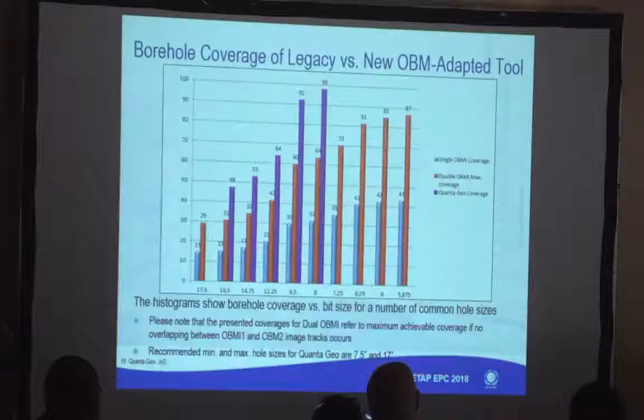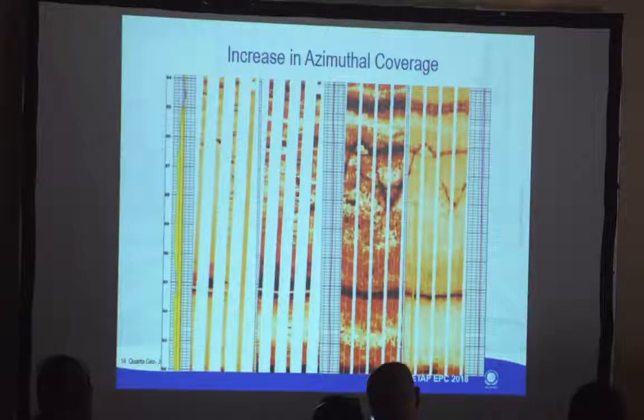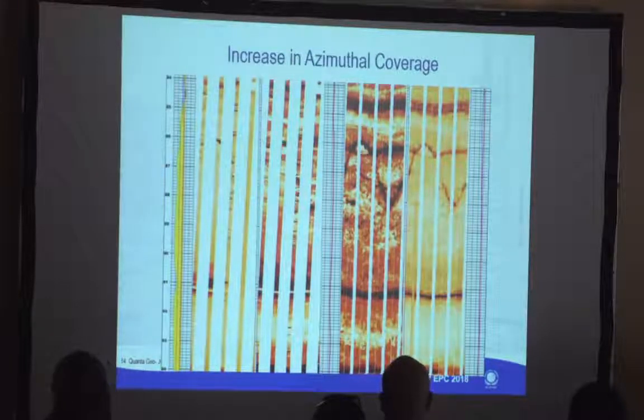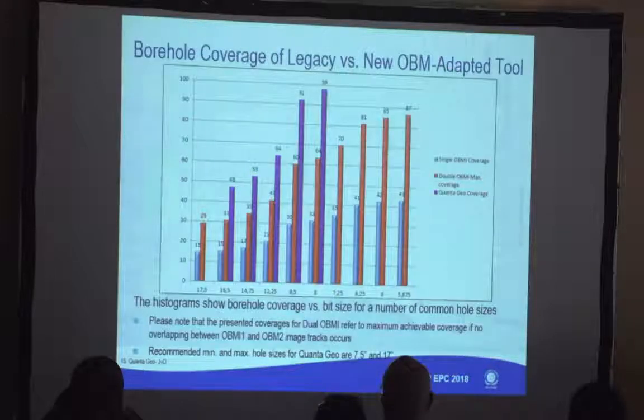The increase in coverage with respect to the previous generation, the legacy tool, is phenomenal. This is a good example of what happens if you don't have enough azimuthal coverage. You completely miss some of these features, like in this case, which could be a microfault, that is completely impossible to interpret from images that lack the coverage. This is another way to identify the differences in coverage between the various generations of tools.